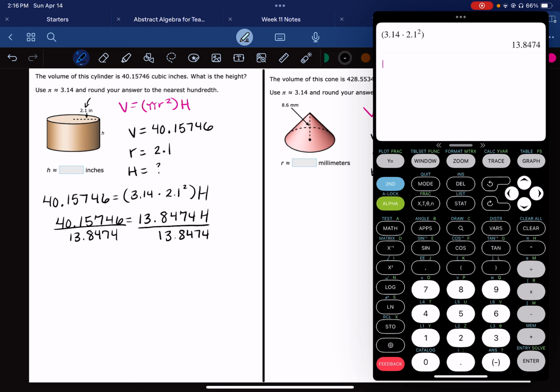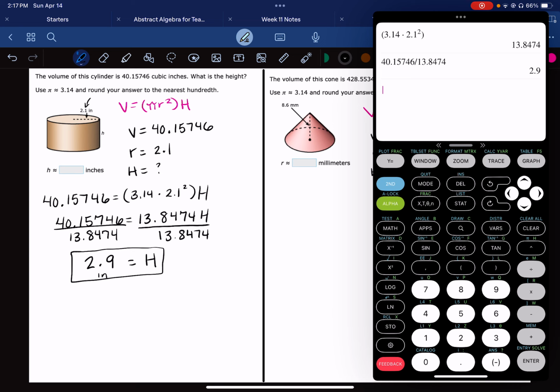On the right side, those 13.8474s are going to divide each other away. We're going to be left with h alone. And in the calculator, I'm going to do this fraction, or these decimals. 40.15746 divided by 13.8474 is 2.9. So the answer to the question, what is the height of the cylinder? It's going to be 2.9 inches.